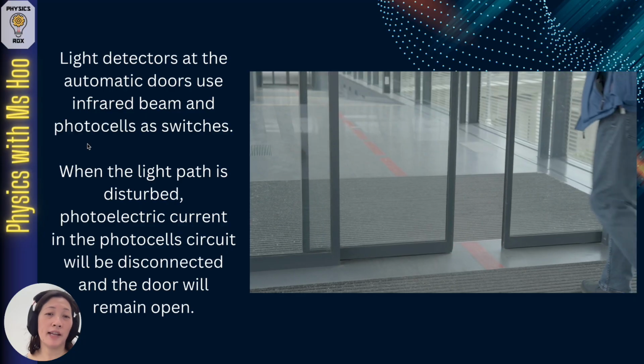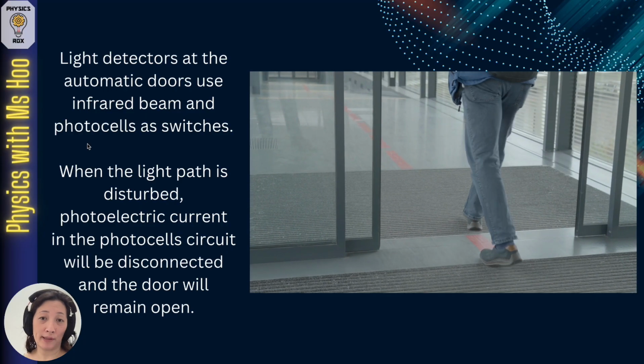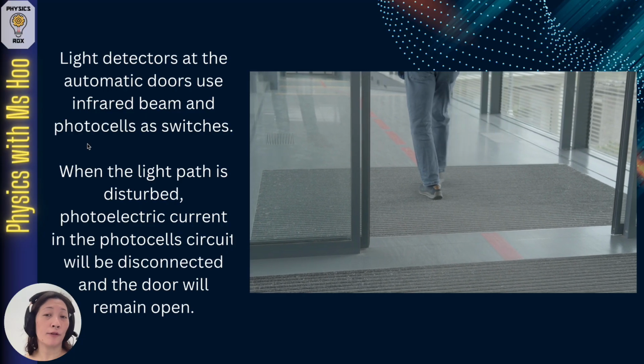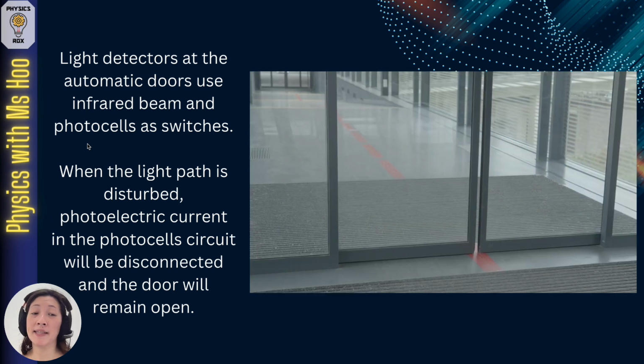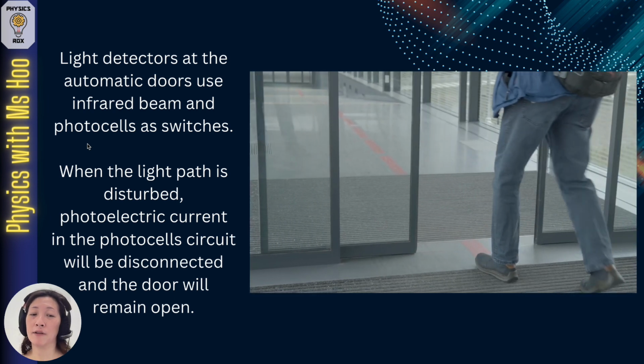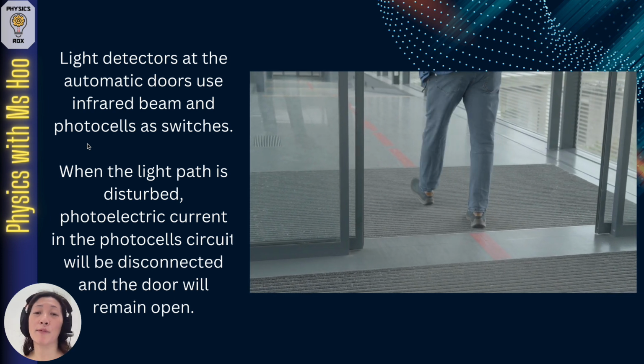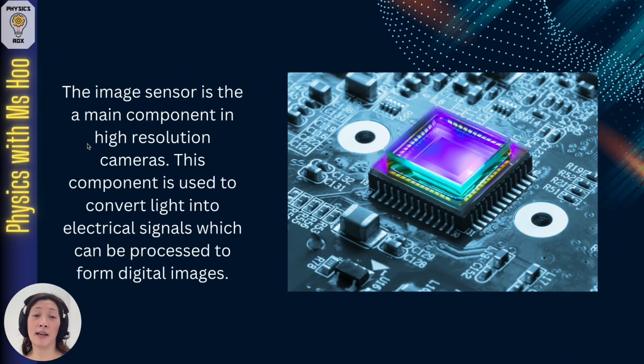Now, in terms of everyday usage, light detectors at the automatic doors use infrared beams and photocell switches. When the light path is disturbed, photoelectric current in a photocell circuit will be disconnected and the door will remain open. This is another application which you have definitely used in your daily life.